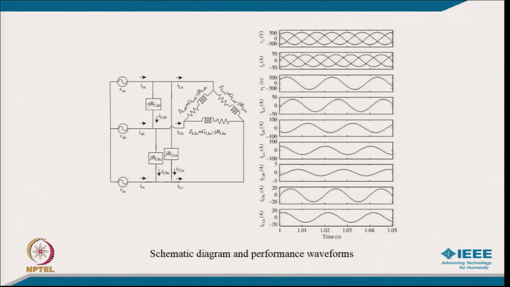So, coming to the solution of this, this is typically the network. You can just see that we have an unbalanced load connected in delta, and then we have a compensator element across all three, you can call it a delta connected load with the three elements.